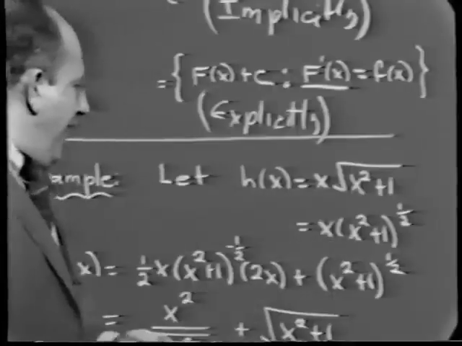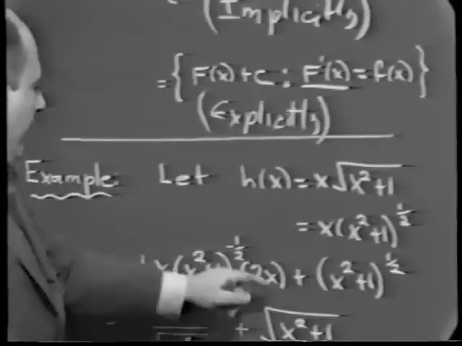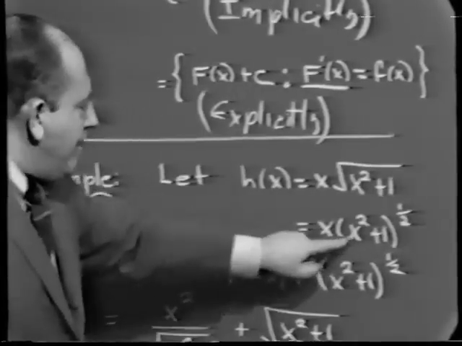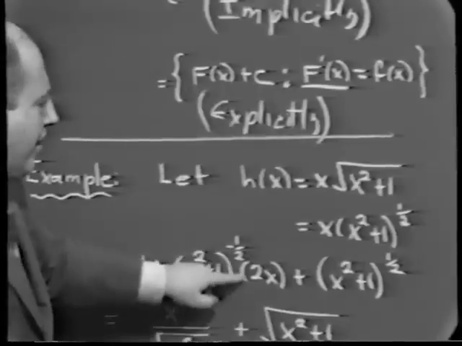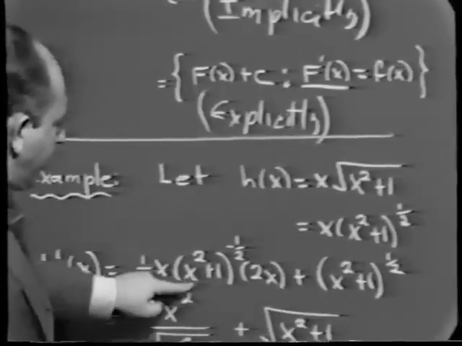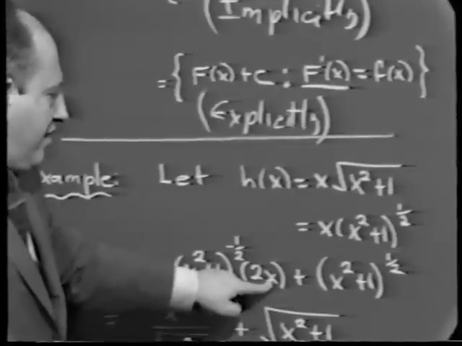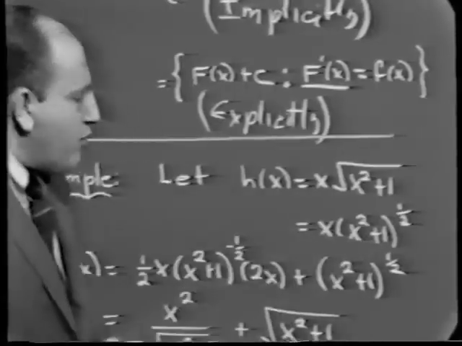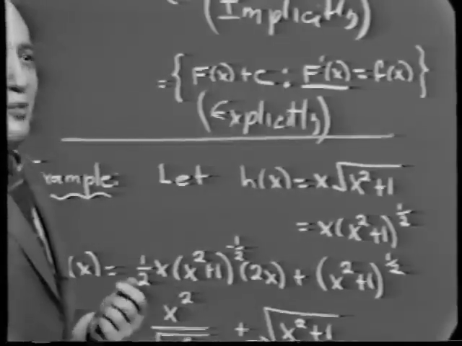Let me differentiate that. Remember, this is a product. The derivative of a product is what? It's the first factor, which is x, times the derivative of the second. That means I bring the 1/2 down to a power 1 less, times the derivative of what's inside with respect to x. See, the same old chain rule again. That's 2x. Then plus the second factor, (x squared plus 1) to the 1/2, times the derivative of the first with respect to x, which is 1.